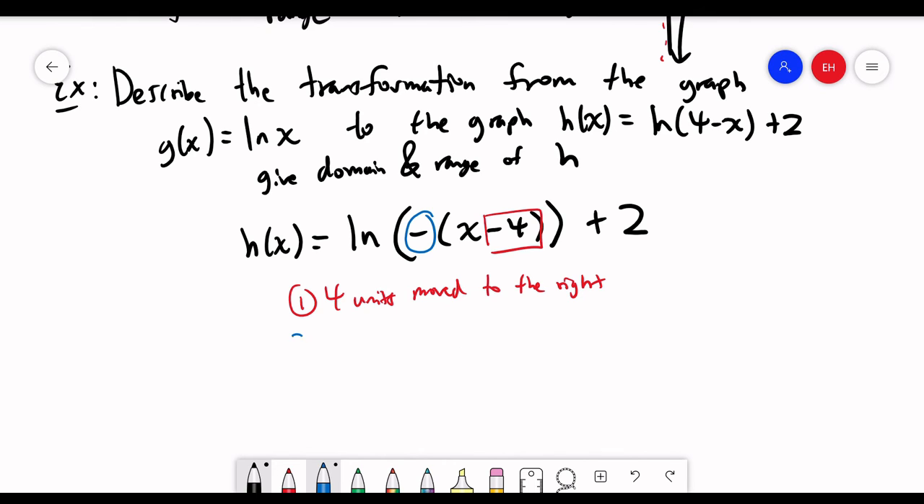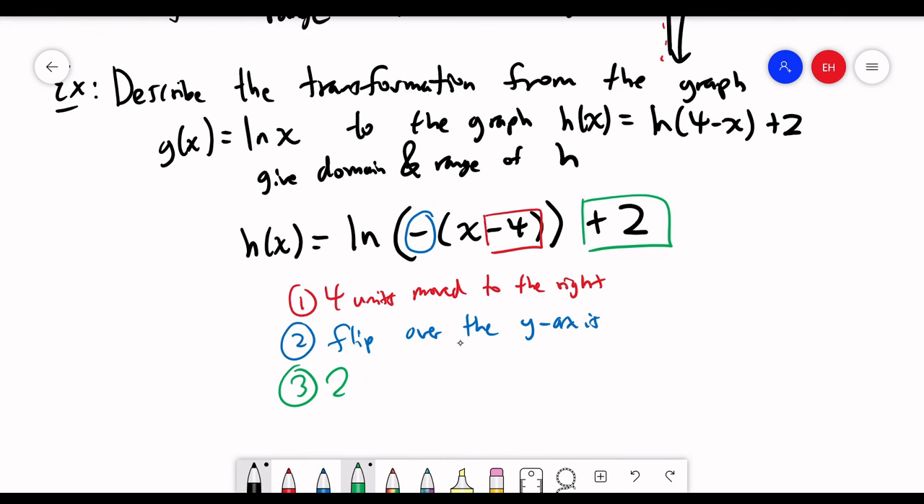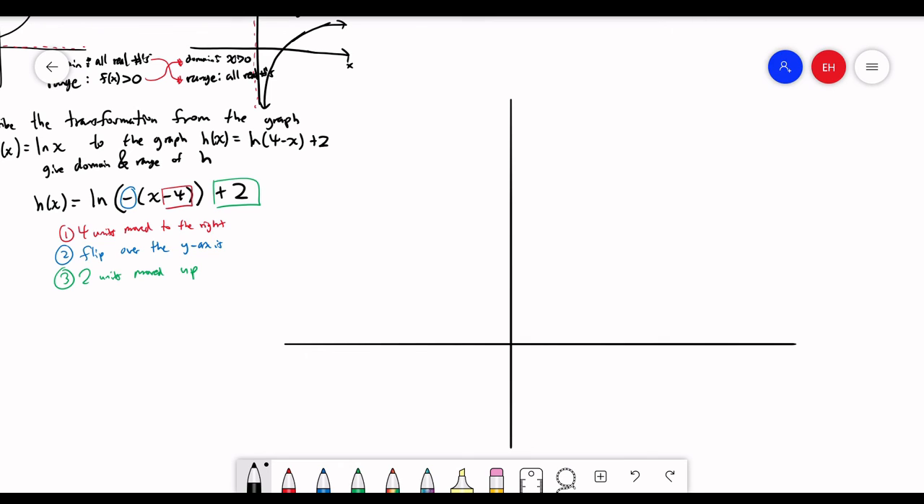The minus on the inside of the function is a flip over the y-axis, right? If you think about it, it's like a horizontal flip or a vertical flip, however you want to think of it. Basically, it's going to flip over the y-axis. And then the plus 2 on the outside moves the graph 2 units up.